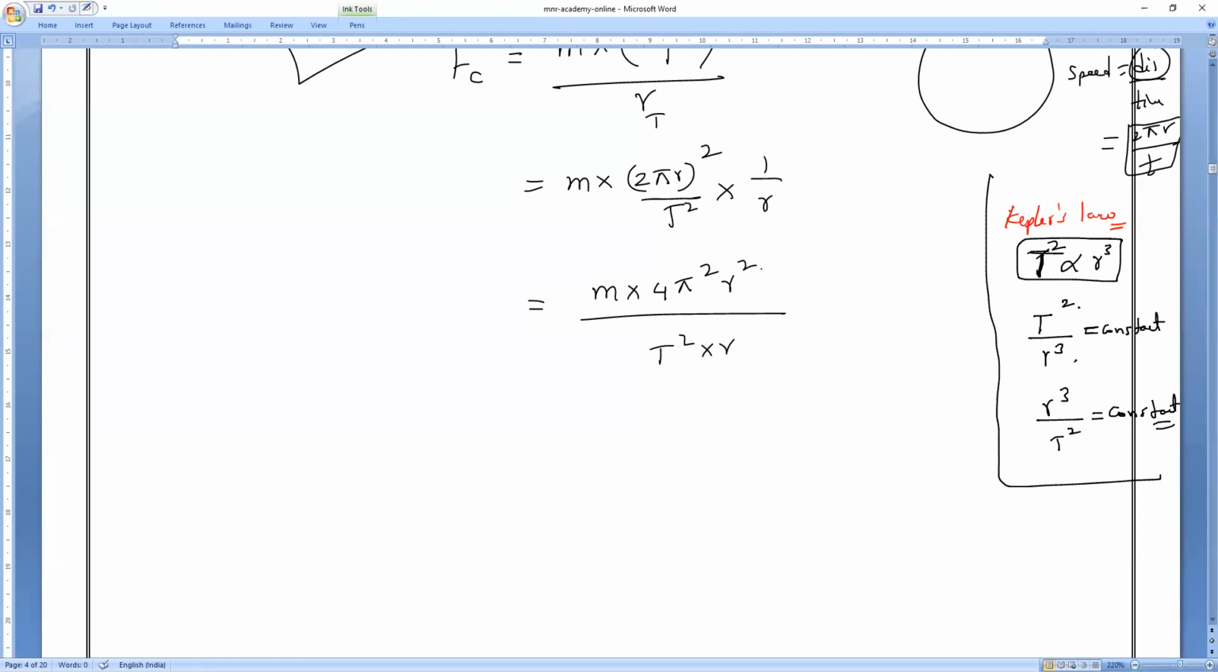See here, we have only r square and r. So if you cancel them, nothing will happen. So that is why Mr. Newton multiplied both numerator and denominator with r and r. Now tell me, what is the next step, everybody? Multiply r in both numerator and denominator.